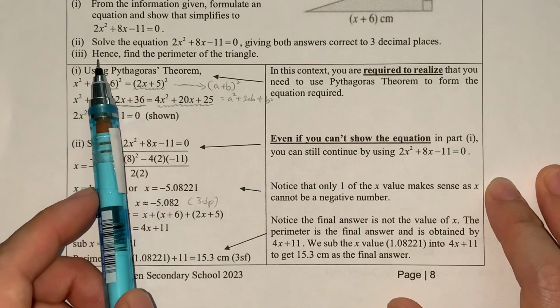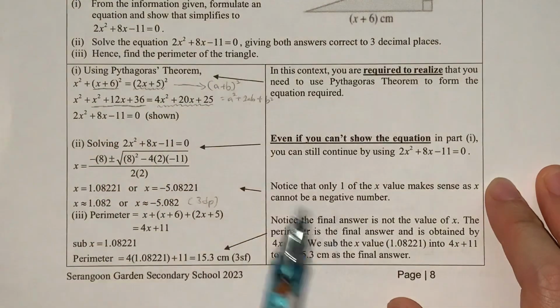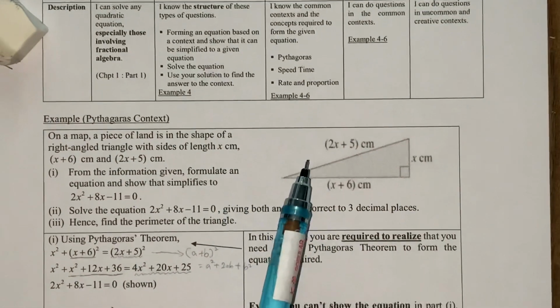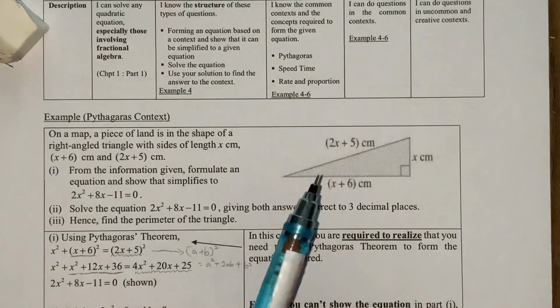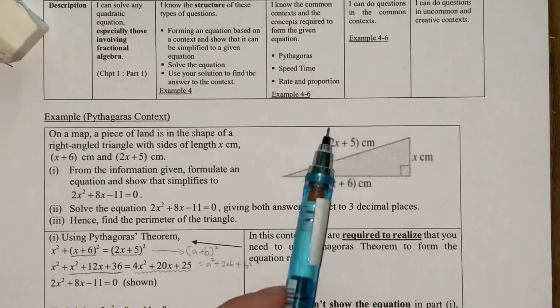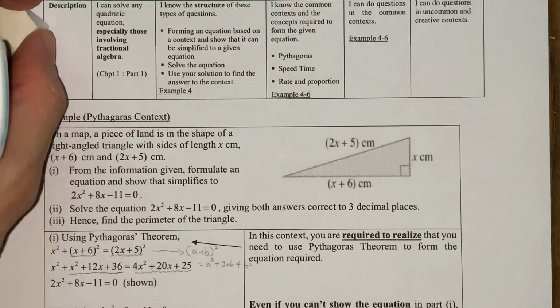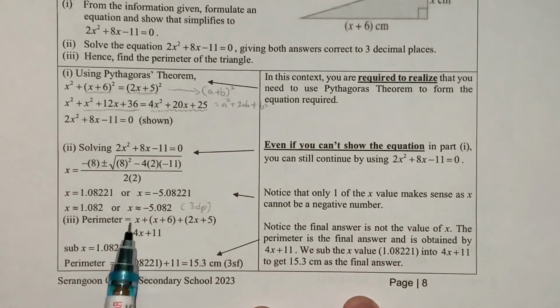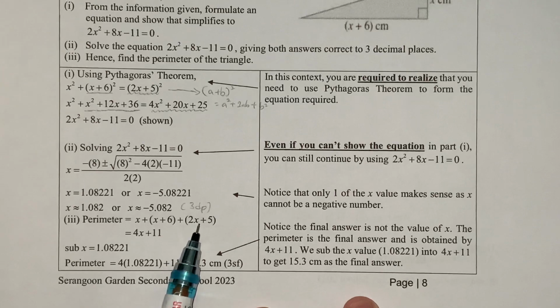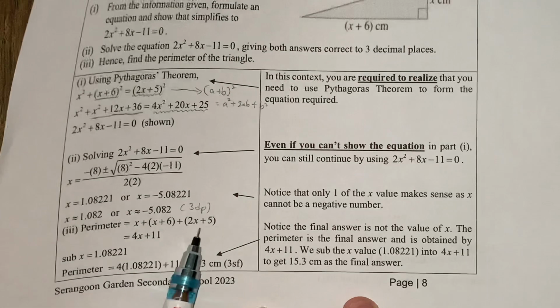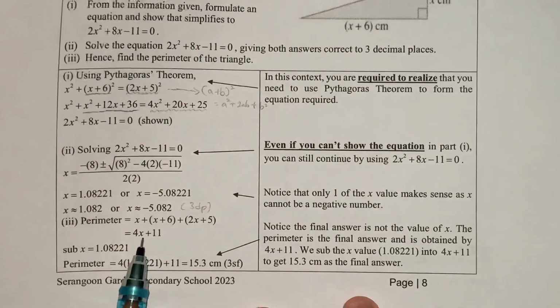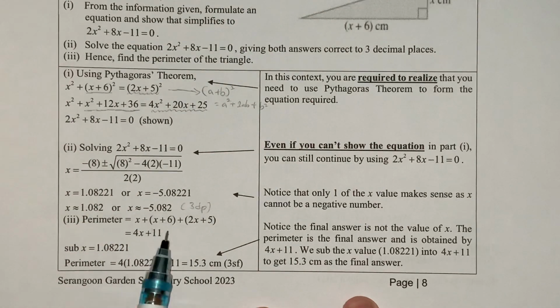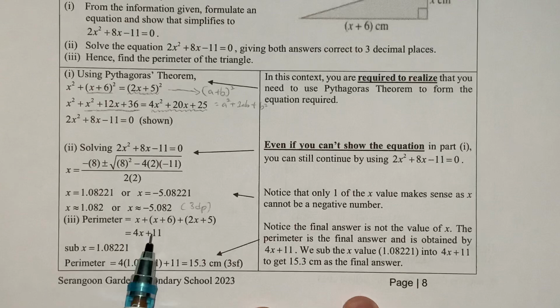After that, they'll ask you to find the perimeter of the triangle. If you go back to the diagram, where's the perimeter? The perimeter is just all of these added together, isn't it? It's common sense, really nothing much. So I add the 3 sides together and simplify these 3 terms. It becomes 4x plus 11. This is my expression for the perimeter.